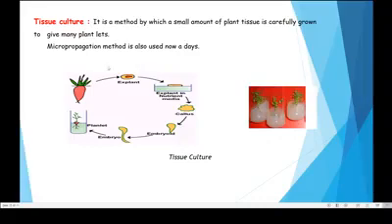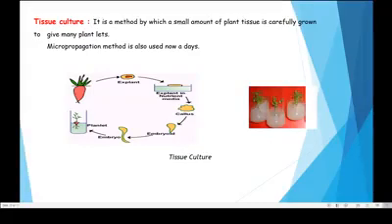The tissue can be of a stem, a root, or a leaf, or even you can use a bud of a plant. Then this explant is transferred to a container containing nutrient medium. Here you can see this is the nutrient medium, and in this diagram also the nutrient medium is shown. So this explant is transferred to the nutrient medium, again in sterile condition.